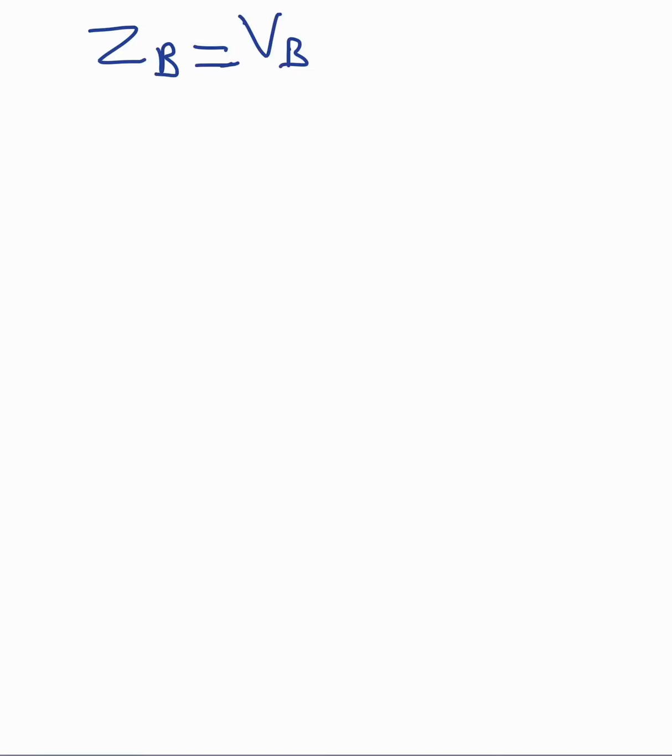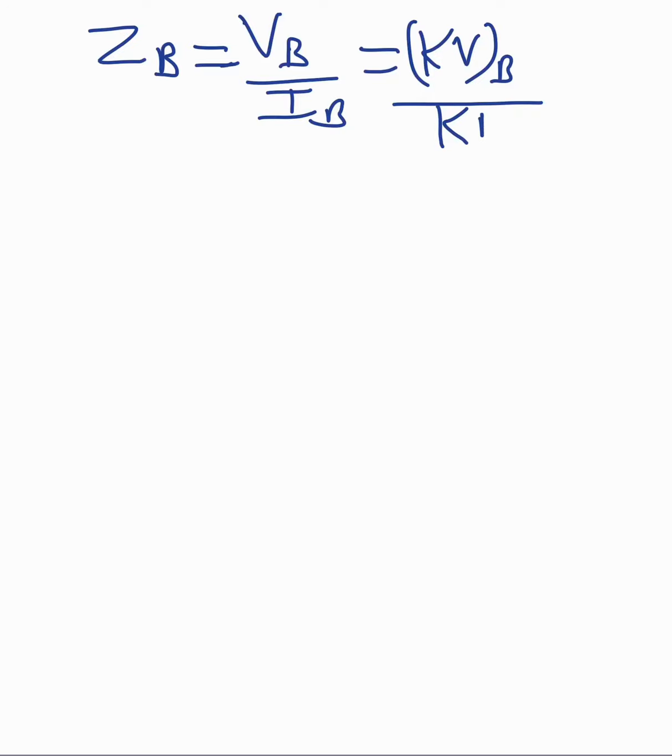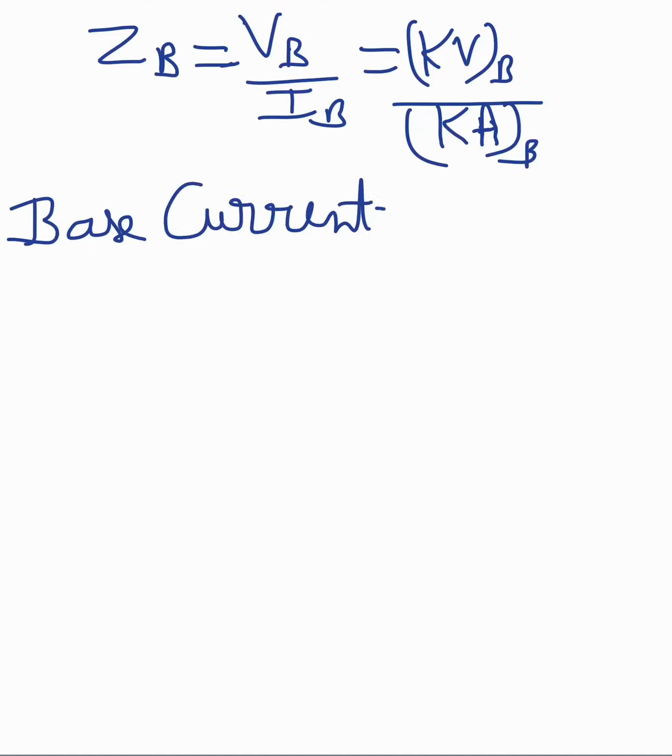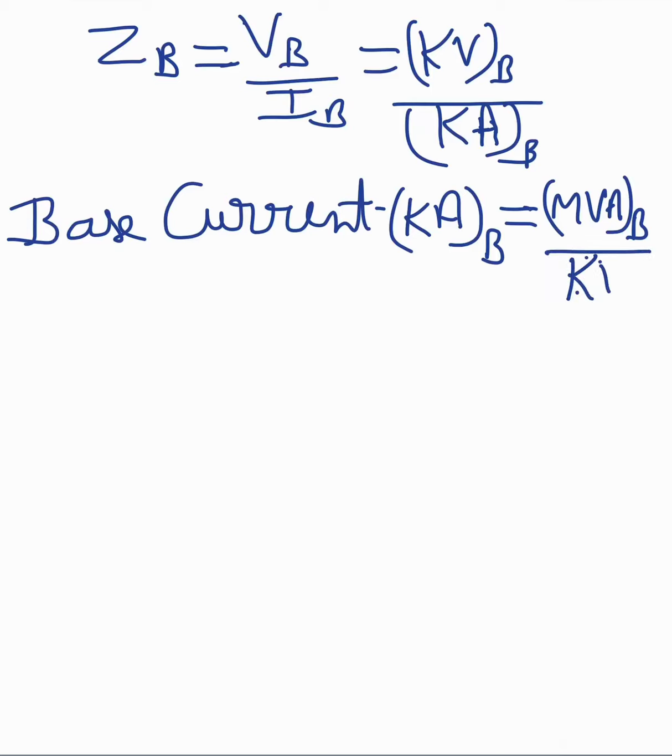Next, ZB is equal to VB upon IB. So we can write that is KV base upon KA base, and base current is KA base equal to MVA base upon KV base.